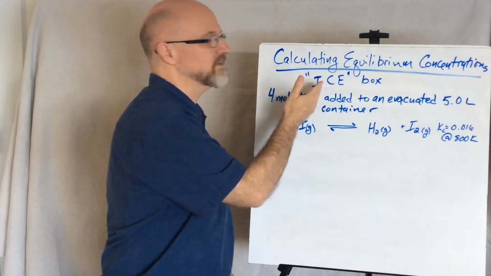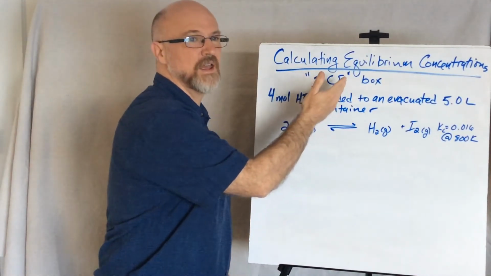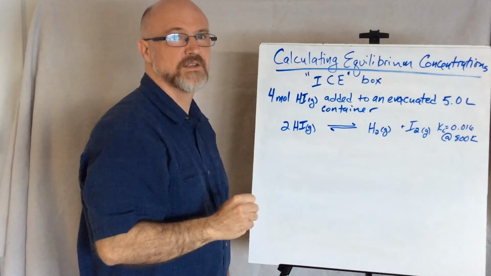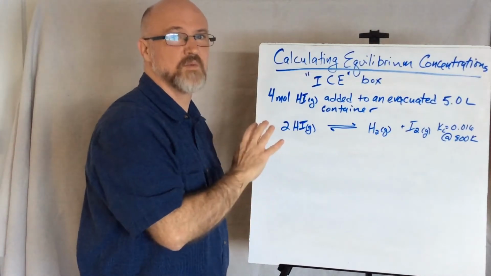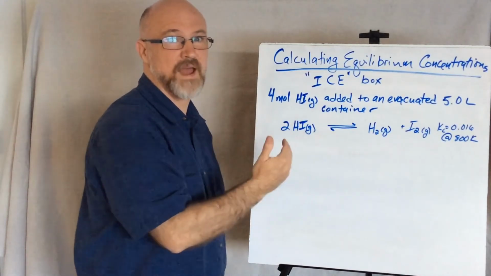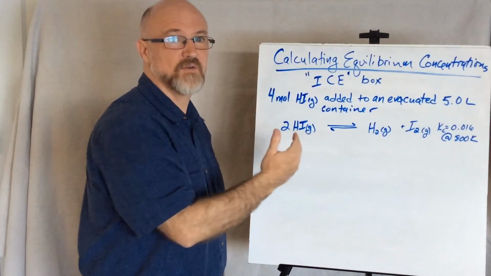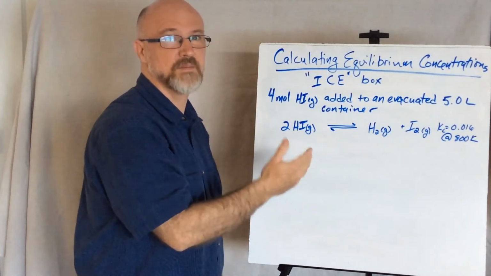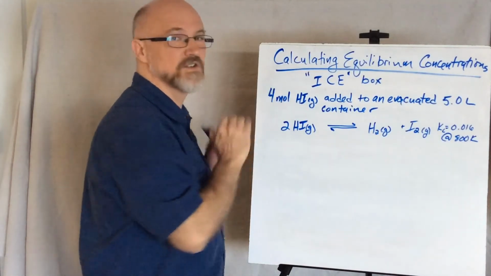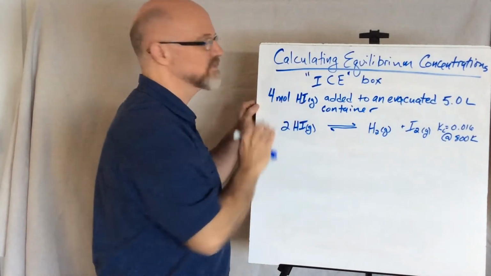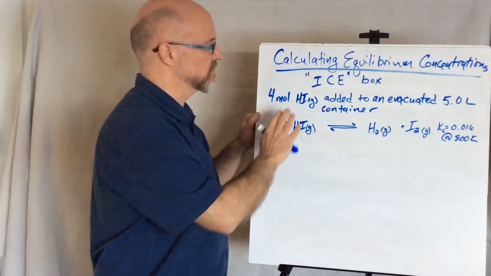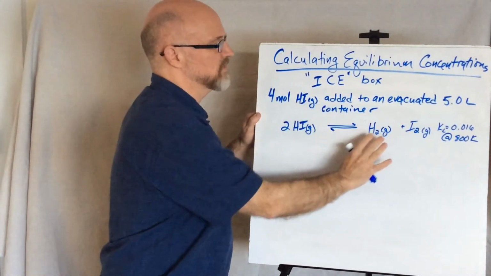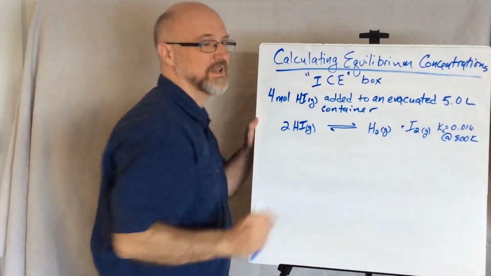ICE stands for initial, change, and equilibrium. So if we have a starting point and the reaction is going to proceed either forward or backward, then we can figure out where the concentrations are when we actually reach equilibrium if we know the constant. So let's look at an example with hydrogen iodide gas. The hydrogen iodide is going to decompose into hydrogen gas and iodine gas.